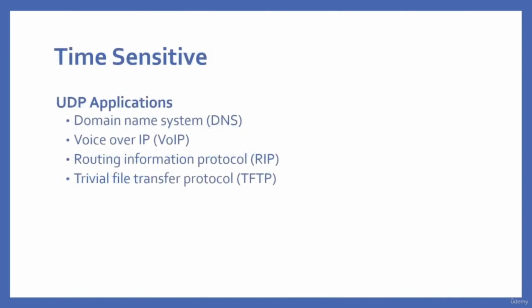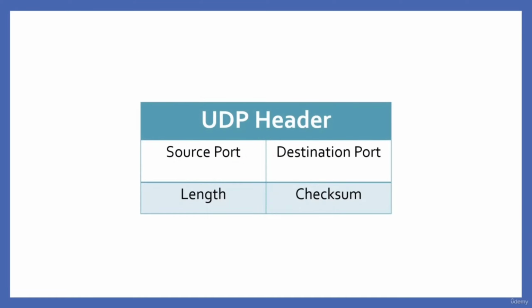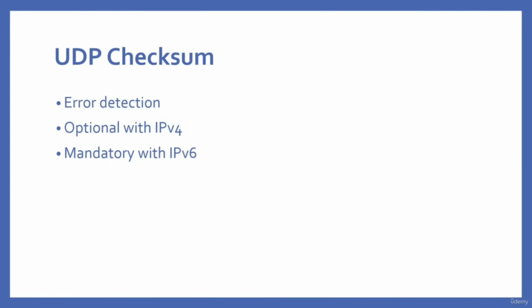UDP is a lightweight protocol that's great for time-sensitive applications such as DNS, voice over IP, routing information protocol, or trivial file transfer protocol. Here we see the UDP header. It's always 8 bytes long and it includes the source port, destination port, length, and checksum. Now that checksum is used for error detection, not correction. The UDP checksum is optional with IP version 4. However, it is mandatory with IP version 6 primarily because IP version 6 does not have a checksum.